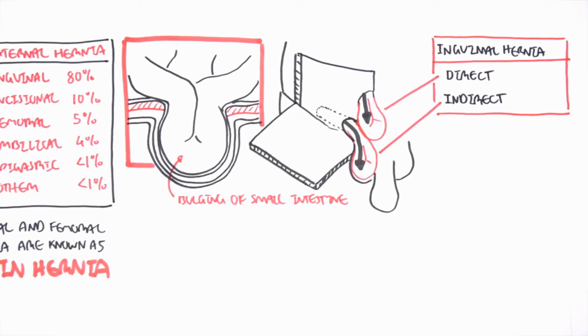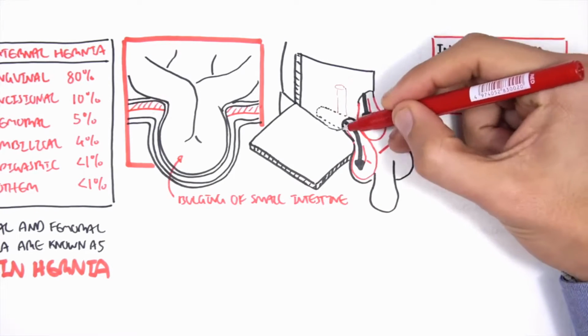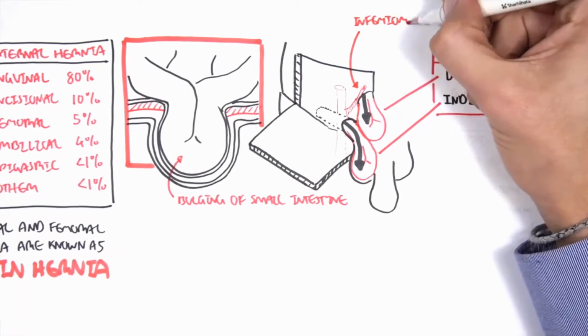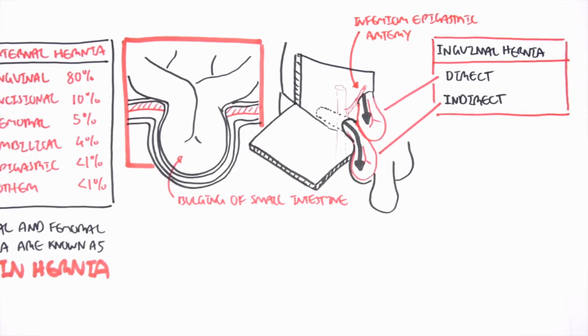So what differentiates these two types of inguinal hernias, the direct and indirect, is the important landmark that we talked about, which is the inferior epigastric artery. And here we have the inferior epigastric artery. And essentially, if the inguinal hernia occurs medially to the inferior epigastric artery, it's a direct hernia. But if it begins laterally, then it's an indirect hernia.